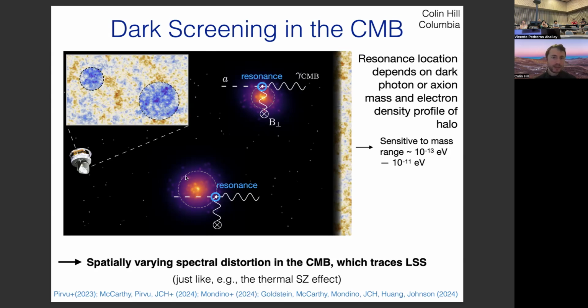So what we would see if we looked into the sky with Planck, and this is exaggerated for emphasis, is that at the location of, say, a galaxy cluster or a galaxy, we'd see a cold spot in the CMB coming from the conversion of the CMB photons into the axion, because we don't detect the axion or the dark photon. So this produces a spatially varying spectral distortion in the CMB. And it's tracing the large scale structure because it happens at the location of galaxies and clusters. So if you've studied the thermal SZ effect, for example, it's a very similar type of idea.